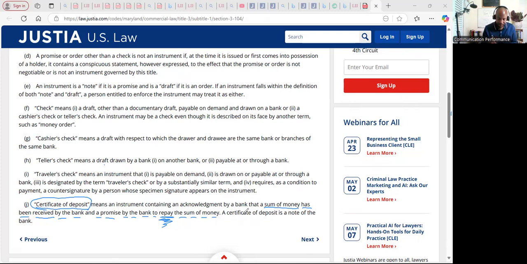So let's read this definition again. Certificate of deposit means an instrument containing an acknowledgement by a bank that a sum of money has been received by the bank and a promise by the bank to repay the sum of money. A certificate of deposit is a note. It is a promissory note. It just tells you it is a promissory note of the bank, right? So you give them a promissory note, and then they give you a promissory note that evidences that they owe you a sum of money or funds.